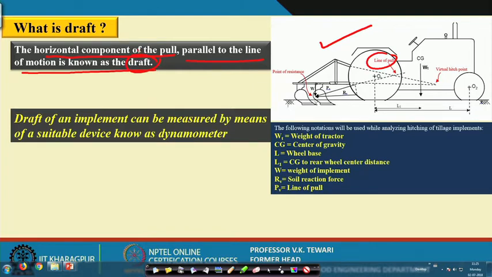Now, we would be interested to measure this draft. How can this draft be measured? There are various devices for measurement of this draft, and we call them dynamometers. Let us see what the different types of dynamometers are, the different ways by which people have been measuring, and the advanced ways by which we can measure the draft of an implement when it is connected to the tractor.